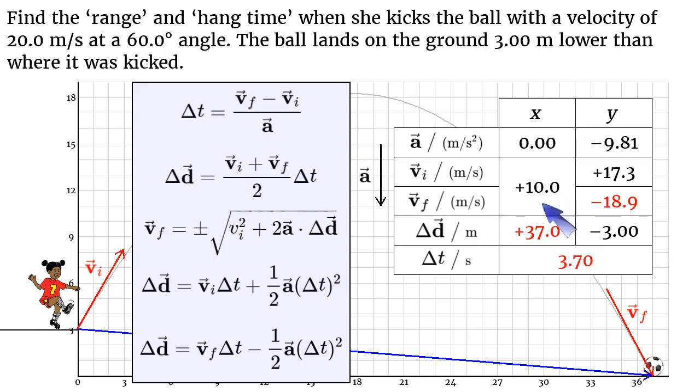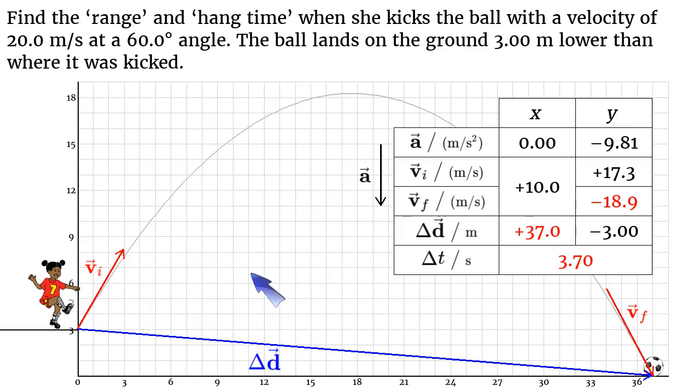Now the table's completely filled in. There are no more unknowns. So we have solved for the motion. Now let's go back and see what the question was actually asking. They want us to find the range of the motion. They want us to say how far away the ball landed horizontally from where it was kicked. So that's 37 meters. That's what the calculations are telling us.